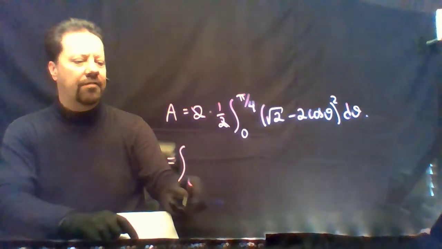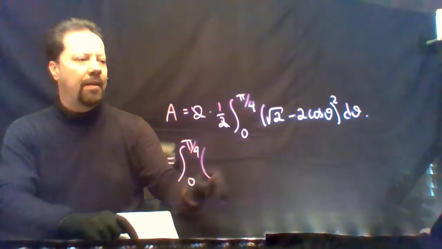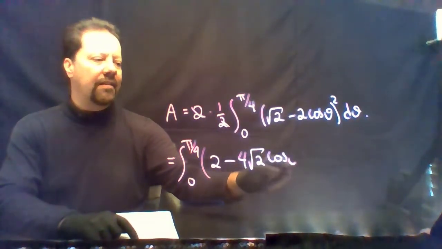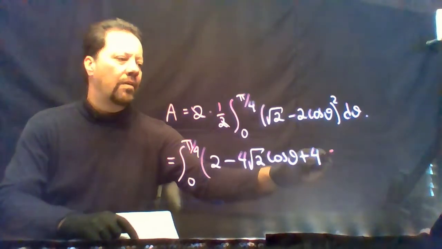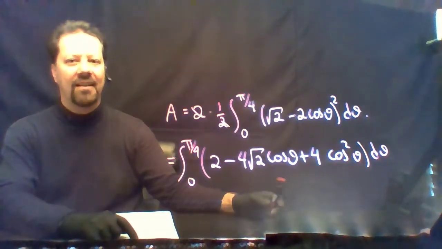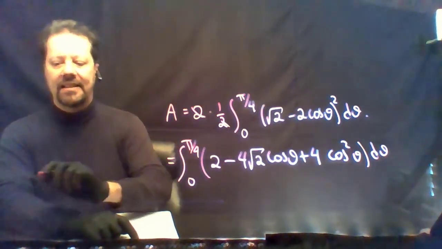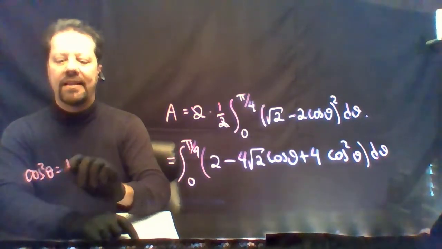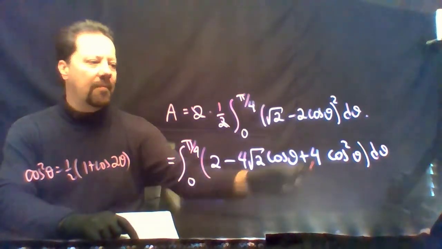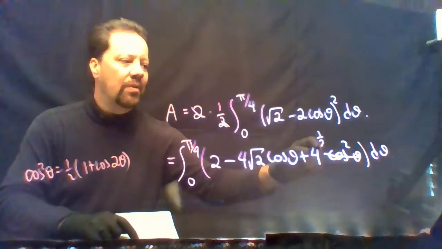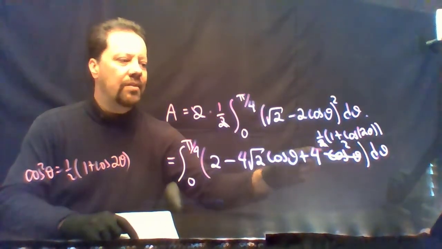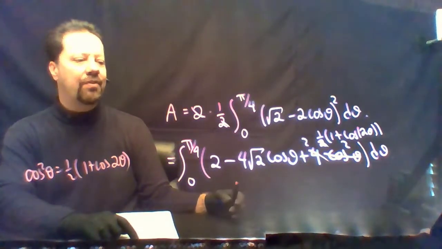We have then the integral from 0 to pi over 4 of 2 minus 4 root 2 cosine theta plus 4 cosine squared theta d theta. At this point, you need to use a half angle identity. Cosine squared theta is 1/2 times the quantity 1 plus cosine 2 theta. So if we replace cosine squared with 1/2 (1 plus cosine of 2 theta), the 2 will cancel with the 4, leaving a factor of 2.